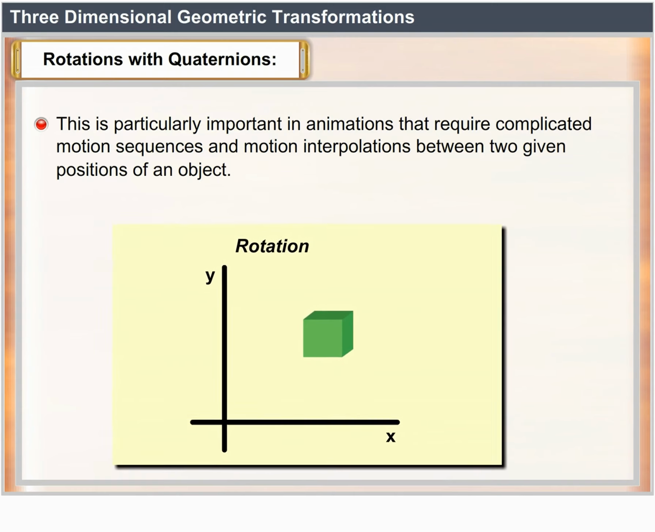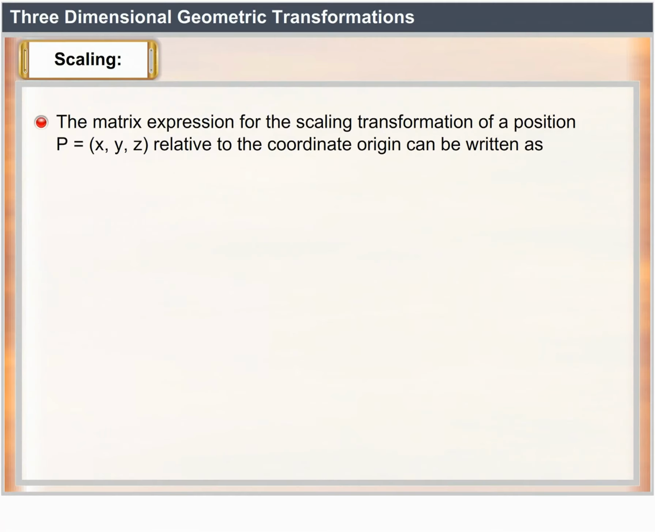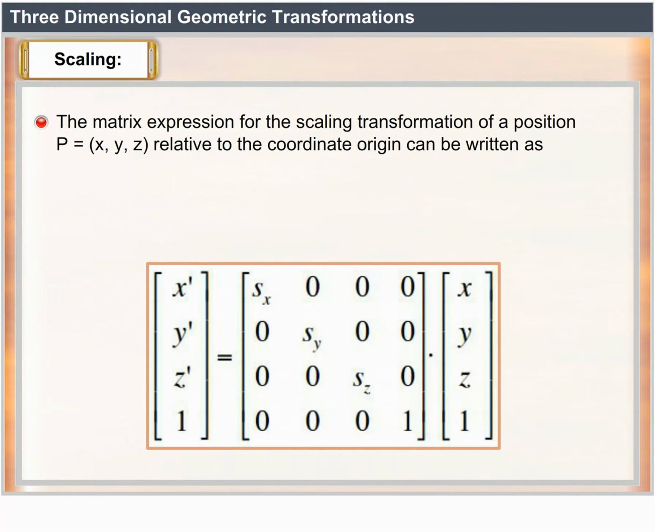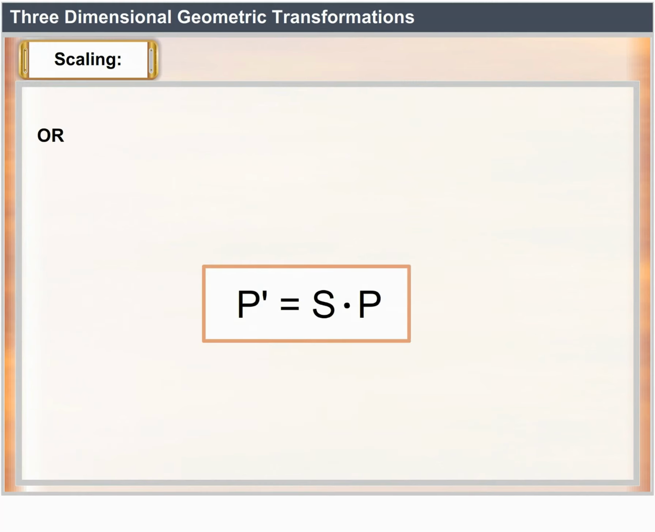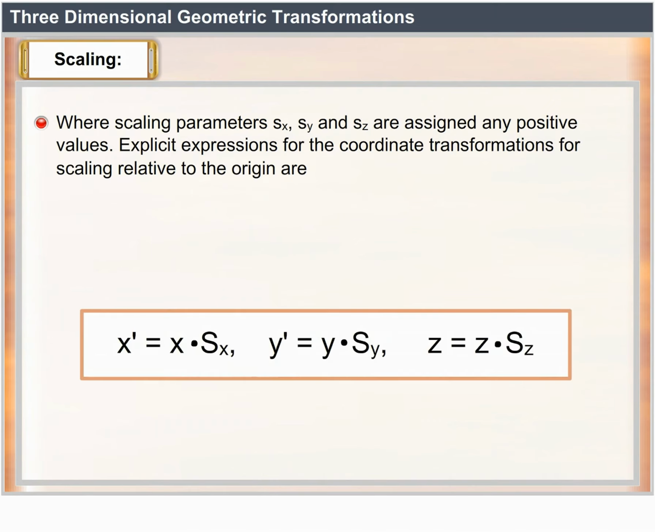Scaling. The matrix expression for the scaling transformation of a position P equals (x, y, z) relative to the coordinate origin can be written as shown, or P' equals S times P, where scaling parameters Sx, Sy, and Sz are assigned any positive values. Explicit expressions for the coordinate transformations for scaling relative to the origin are x' equals x times Sx, y' equals y times Sy, and z' equals z times Sz.